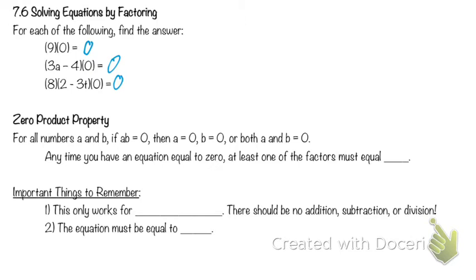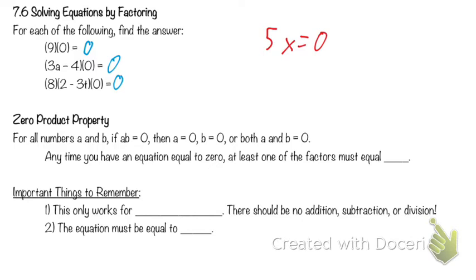Now let's say I were to take 5 times any number, let's call it x for now, equals 0. What would x have to be? 0. Why does x have to be 0? Because 5 times any other number would not get 0. No, just 5 times 0, okay?